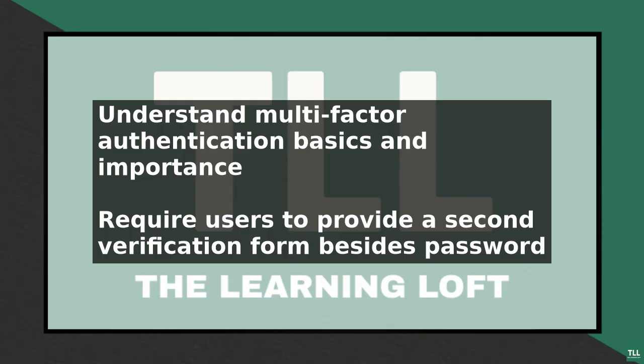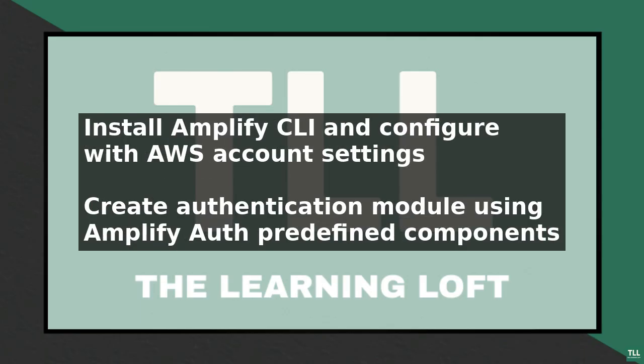First, set up AWS Amplify in your project by installing the Amplify CLI and configuring it with your AWS account. Then, create an authentication module using Amplify Auth, which provides a predefined set of UI components and authentication flows, including MFA. Next, configure MFA settings in the AWS Management Console.